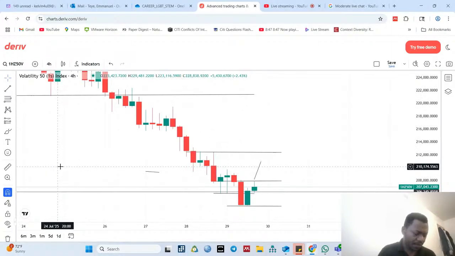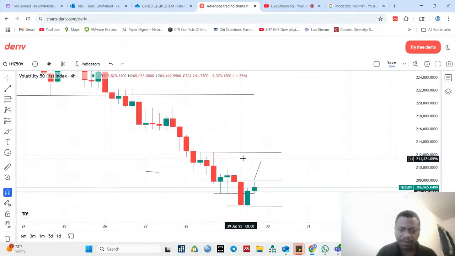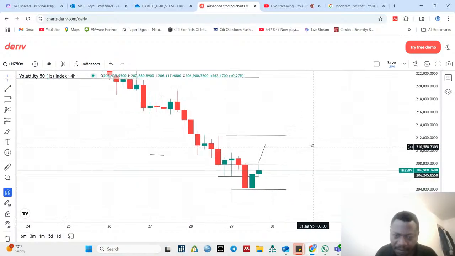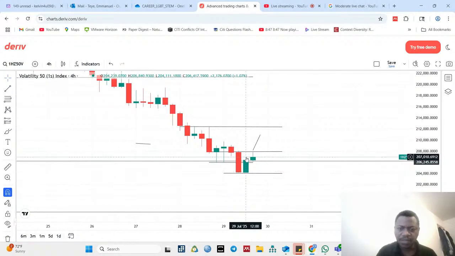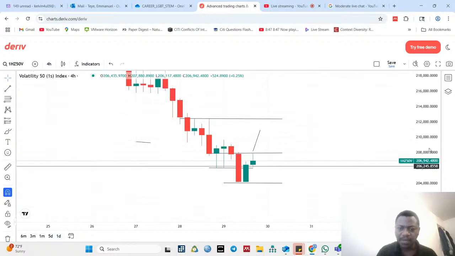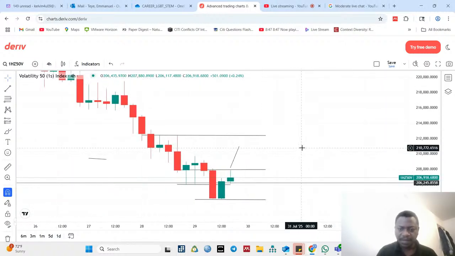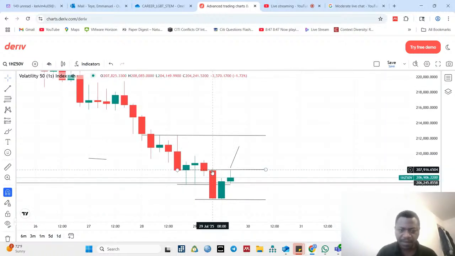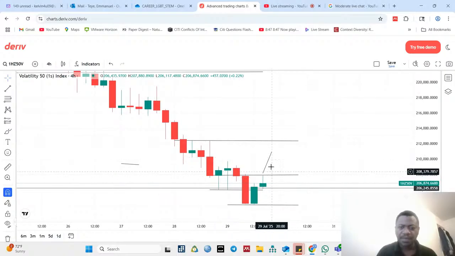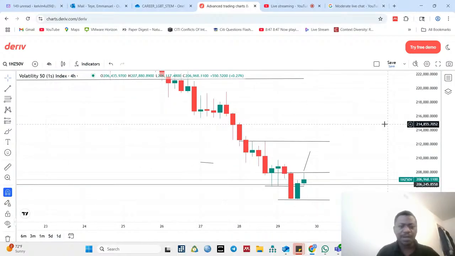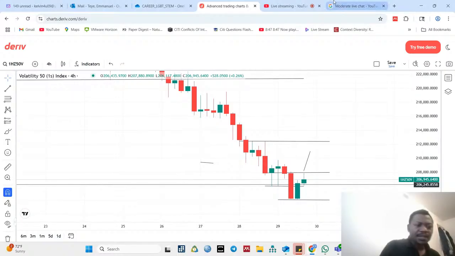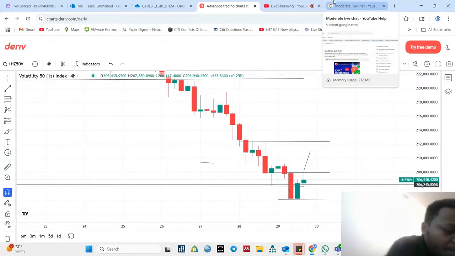So on the 4 hours, we have two bullish candles. One bullish candle just closed, the second bullish candle is opening, and the line on the 8 hour candle is here. If it closes above, then we are likely to have the next 4 hour candle taking us, sorry, let me put in my charger.